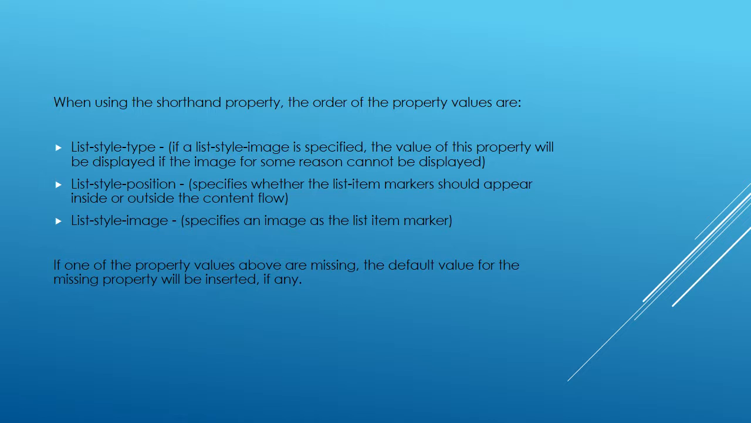If a list style image is specified, the value of this property will be displayed if the image for some reason cannot be displayed. List style position specifies whether the list item markers should appear inside or outside the content flow. List style image specifies an image as the list item marker. If one of the property values above is missing, the default value for the missing property will be inserted, if any.